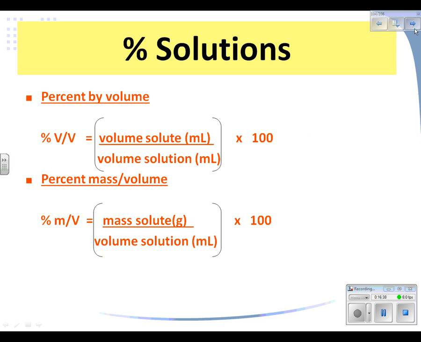Now we also can talk about percent solutions. We can talk about percent volume per volume or percent mass by volume. Really all it is, is taking the volume of the solute over the volume of the solution, or the mass of the solute over the volume of the solution, and then multiplying each of them by 100. It's very much like how we do our hydrates when we take the mass of the water over the mass of the total crystal. This is the same thing. We're just taking it of the total volume of the solution.